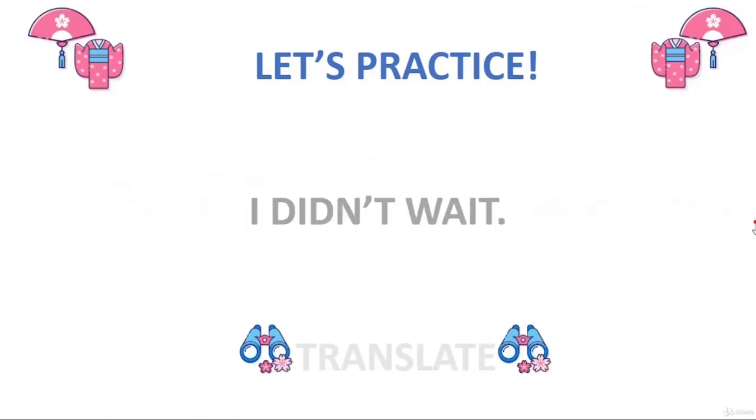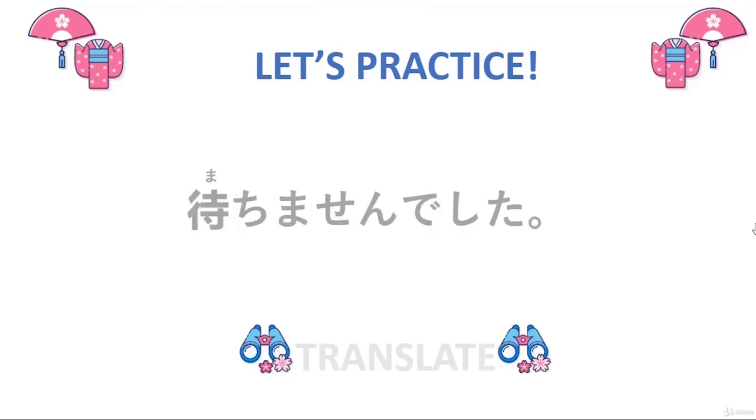Very good. Another sentence. I didn't wait. 待ちませんでした。Okay, so here you can add 私は, as for me, 待ちませんでした。So as for me, I didn't wait. But if we know that you're talking about yourself, you don't necessarily need to use 私は all the time, okay? So you can write 私は or you can skip 私は in this situation.